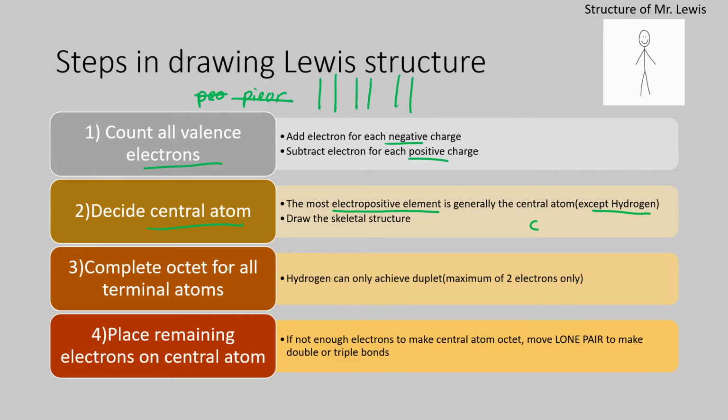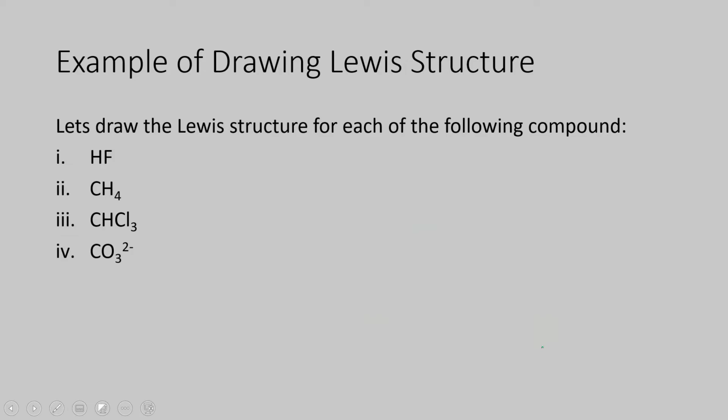Okay, and then complete the octet. So first, you complete the octet for the outer atoms, except hydrogen because it only has 2 electrons, and after everything around is done, then you fill in the middle. Okay, for this I will show you a step by step example, because yes I explained, but it is a bit vague. So let's take this step into an example.